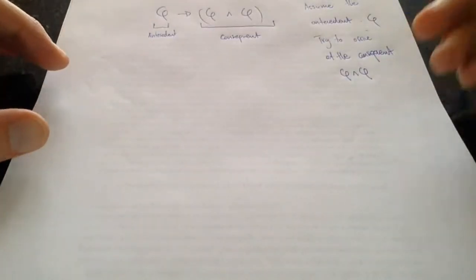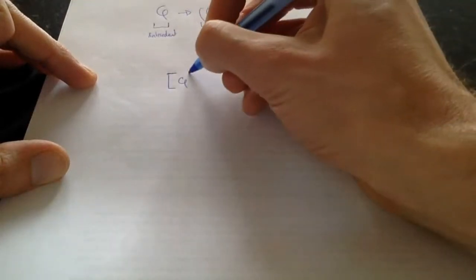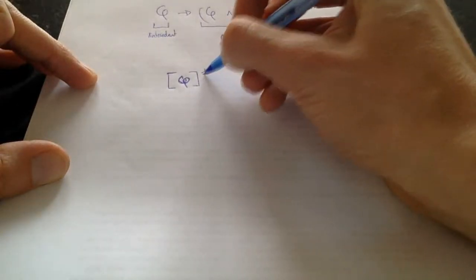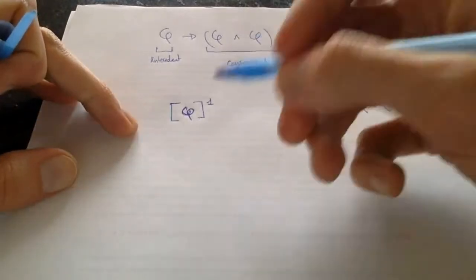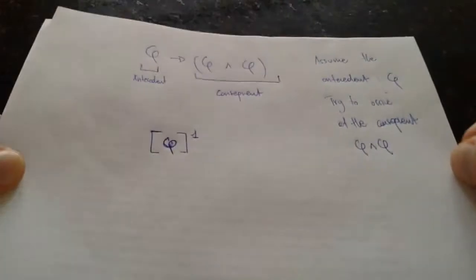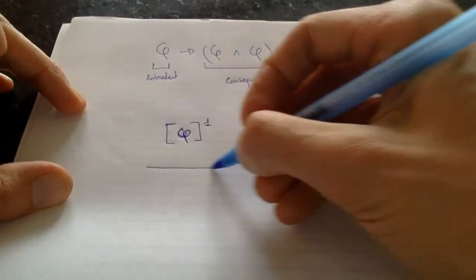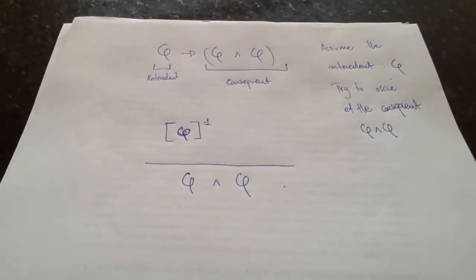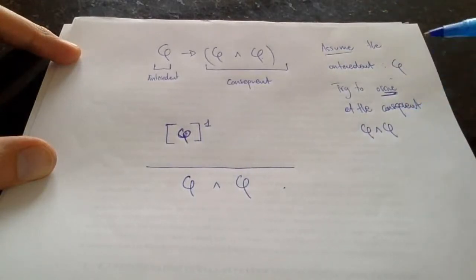So let's start with assuming the antecedent. When we assume, we write the formula between square brackets. We call our assumption number 1, because that's the first thing we're assuming. Now what we want to do is arrive at the consequent, phi and phi. This is our goal. Assume the antecedent and try to arrive at the consequent.